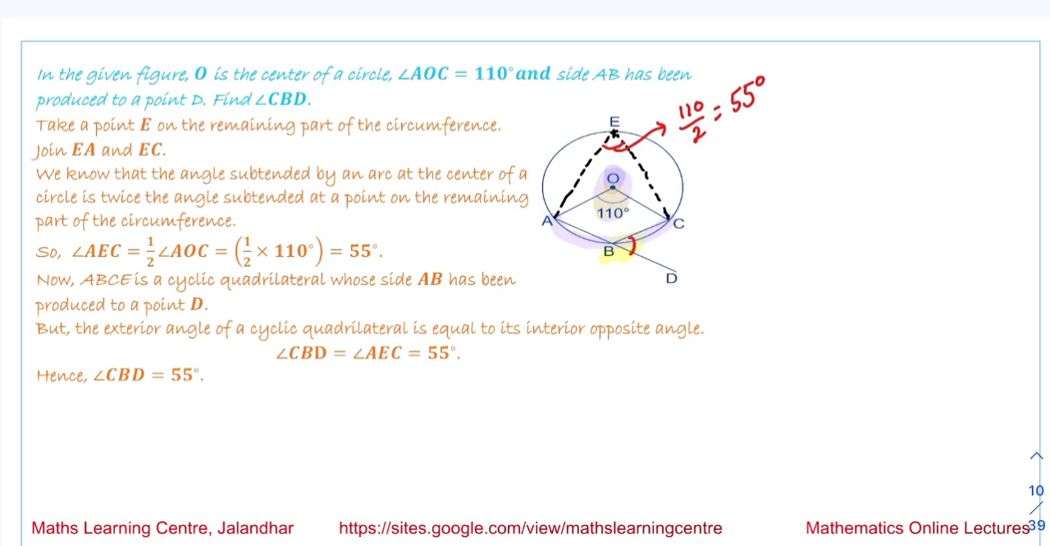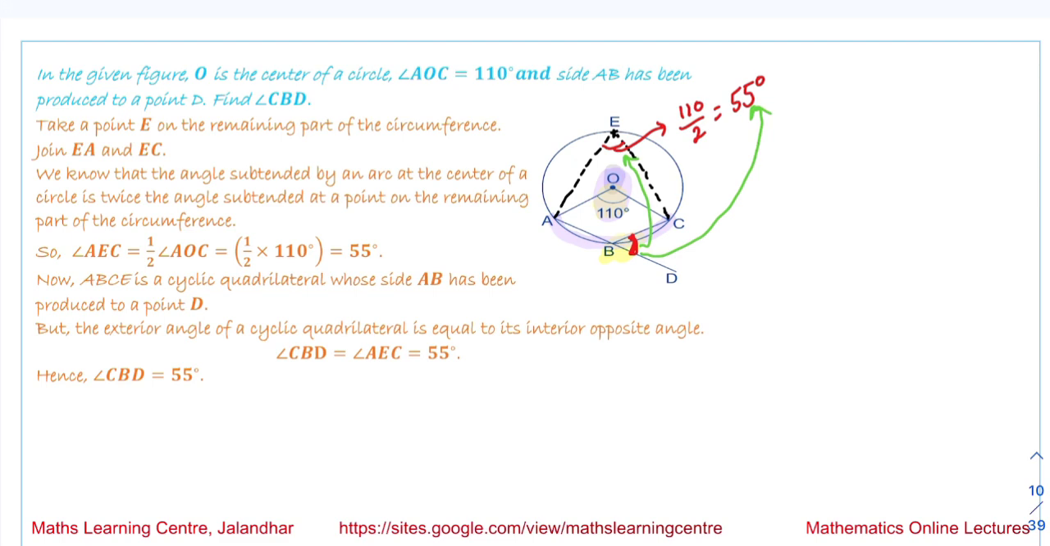Now look at this angle at B over here. This is the exterior angle of the quadrilateral, and the interior opposite angle to this angle B is this angle E. So the value of this angle will be 55 degrees, because the exterior angle of a cyclic quadrilateral is equal to the interior opposite angle.